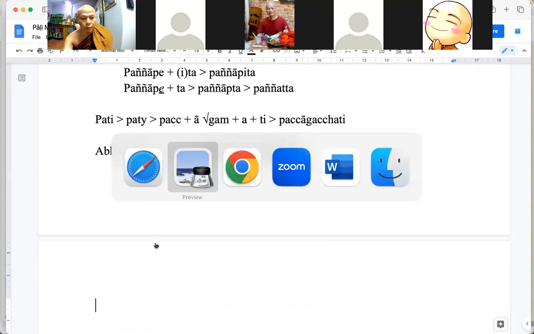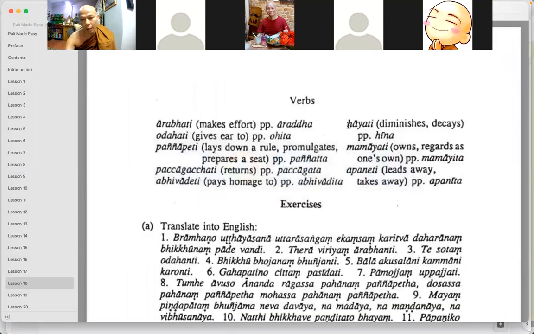And another form is hayati. Hayati is ha prefix, root is ha. So the conjugation sign is ya and the D. So hayati, we don't need to change anything. Hayati, diminish. But for the past participle, ha prefix, root is ha and the past participle suffix na. So R becomes E na, we already learned in lesson 15. Okay.